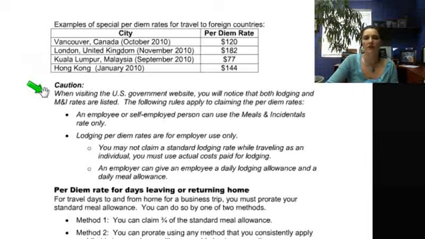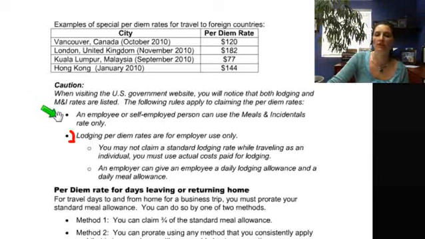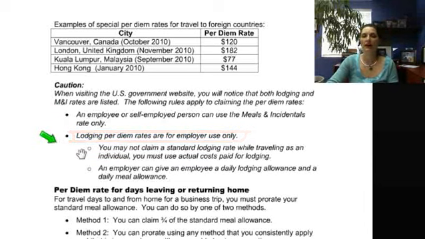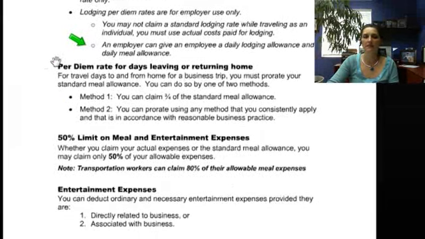Just as a reminder, when you visit the U.S. government website, you will notice that there are both lodging and meal and incidental rates listed, and the following rules apply to claiming the per diem rates. An employee or self-employed person can use the meals and incidentals rate only. The lodging per diem rates are for employer use only, and you may not claim a standard lodging rate when traveling as an individual. You must use the actual cost of lodging, or the cost that you paid for lodging. But an employer can give an employee a daily lodging allowance and a daily meal allowance.